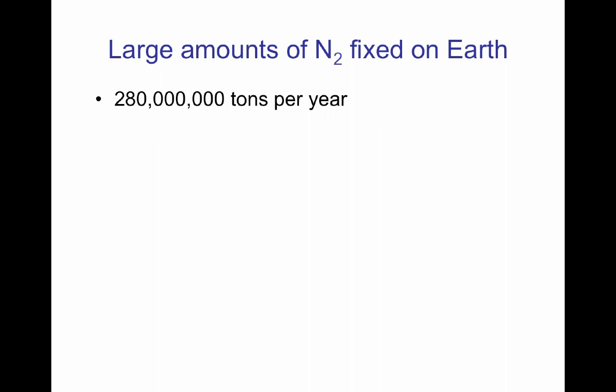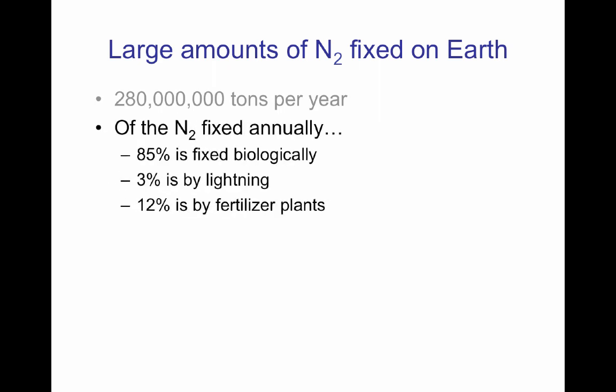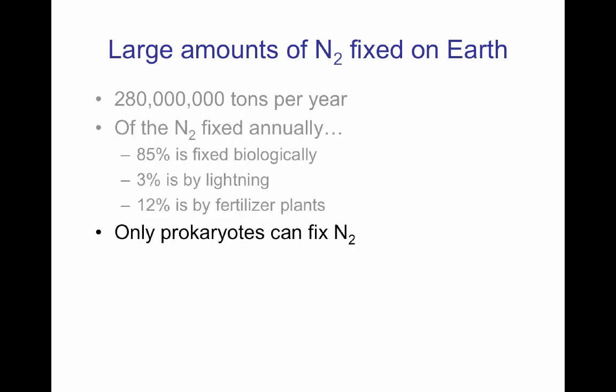So to conclude, what we're going to look at is that there's a lot of nitrogen gas being fixed on Earth. We consider that it's 280 million tons per year. And a lot of that is happening biologically. About 85% of that nitrogen fixation is biological. Some of it can happen through fertilized plants or with lightning, actually.